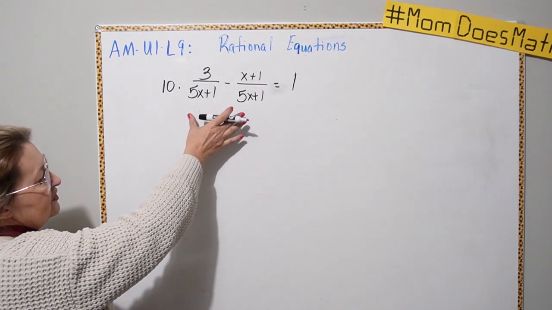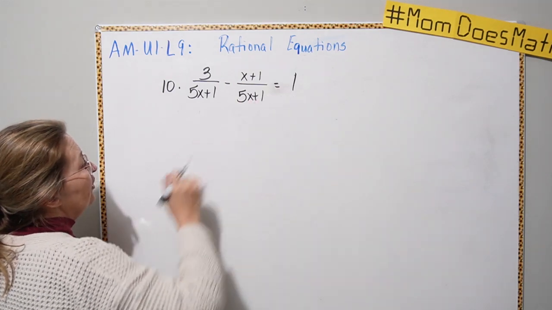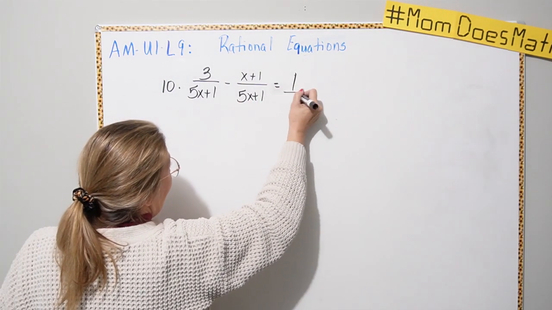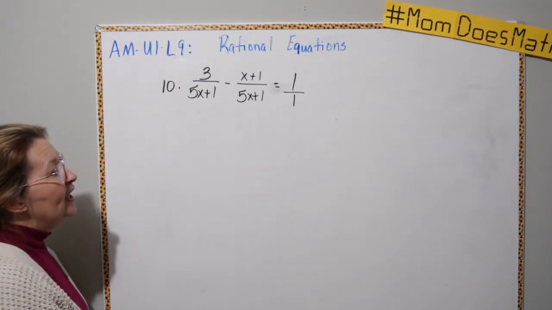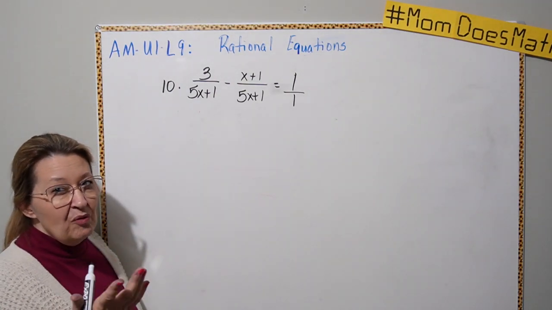Okay, number 10, once again, I do not have a single fraction over here, plus I have a whole number over here. So I'm going to take care of that first of all. If you have a whole number in here, just put it over 1. Now, I can use the least common denominator method on this, but you know what?